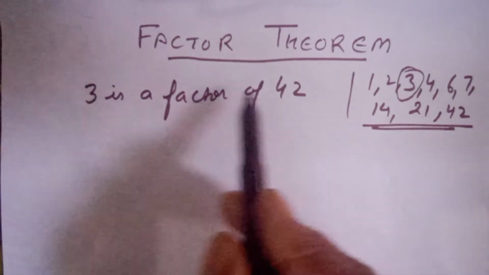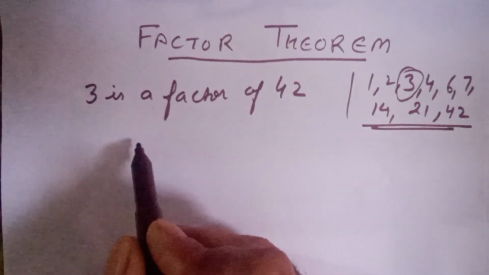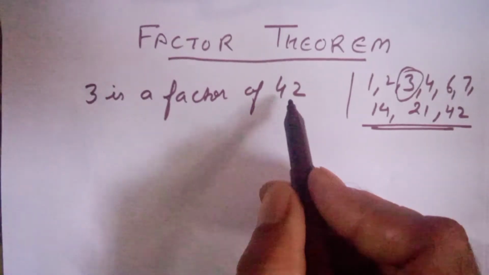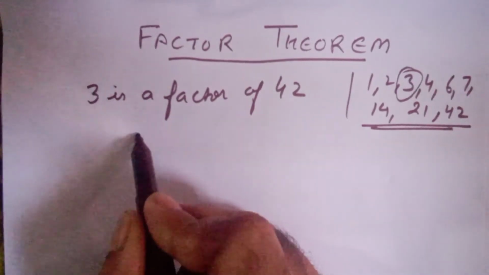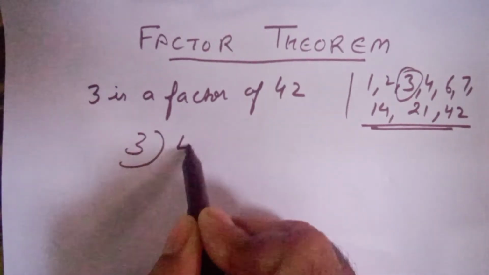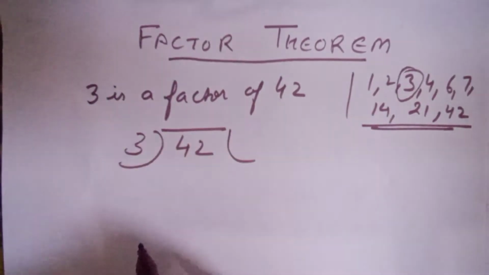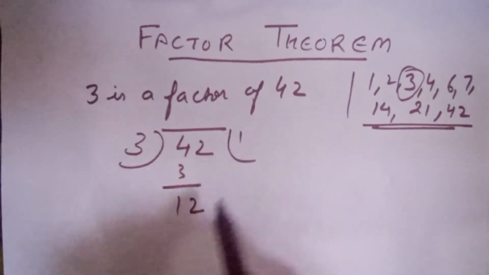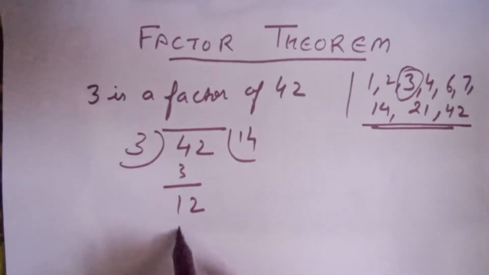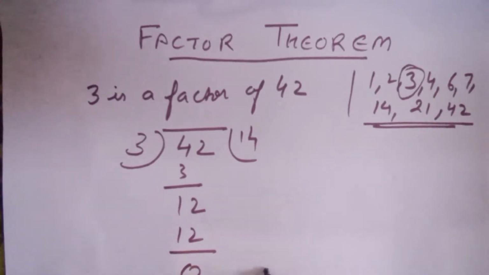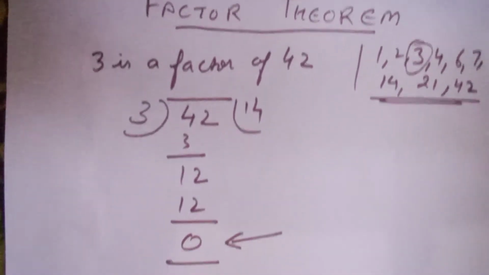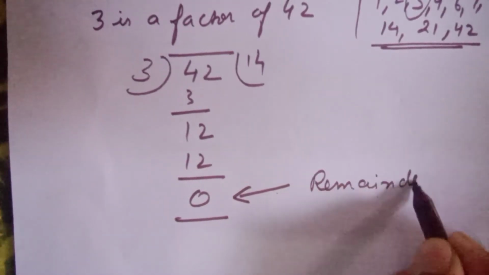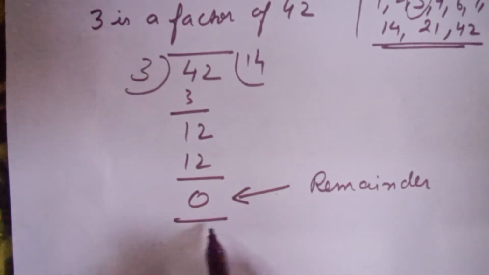3 is a factor of 42 because 3 divides 42. Because 42 is divisible by 3. Because when we divide 42 by 3, the remainder comes out to be 0. This is the reason.